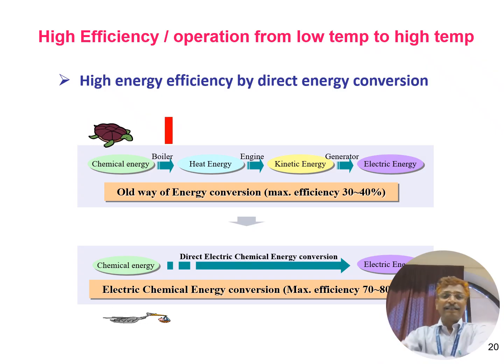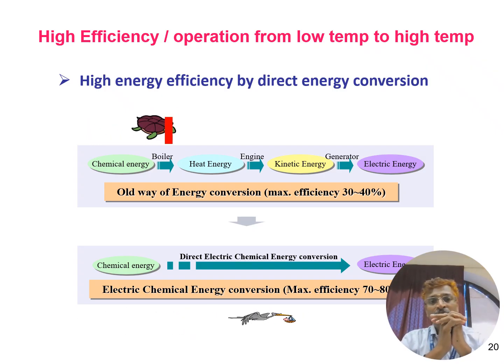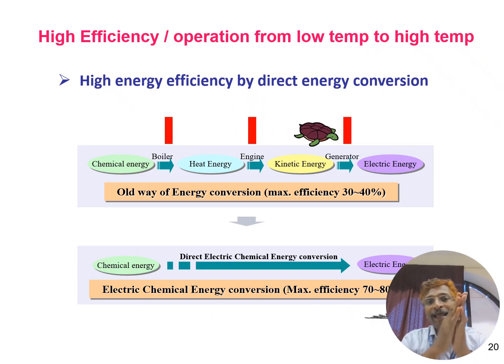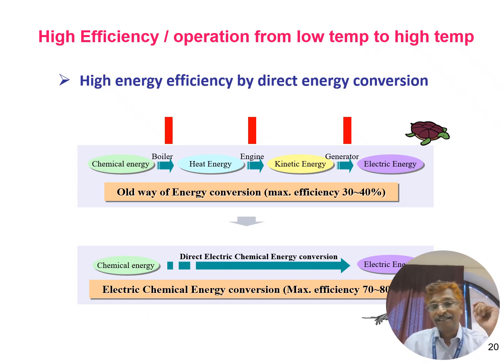In a conventional energy conversion system, the chemical energy is first converted into heat energy, then kinetic energy, and then electrical energy. Whereas in the case of a fuel cell, the chemical energy is directly converted into electrical energy without any intermediate steps. That's why the fuel cell is considered the most feasible system compared to others.